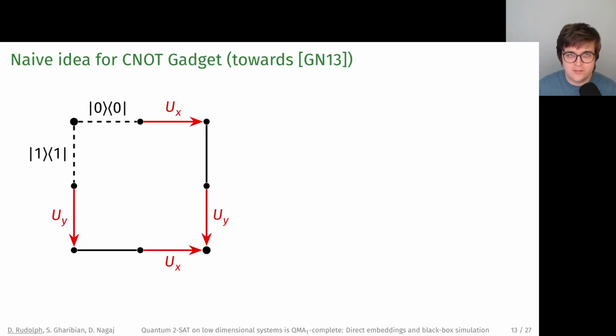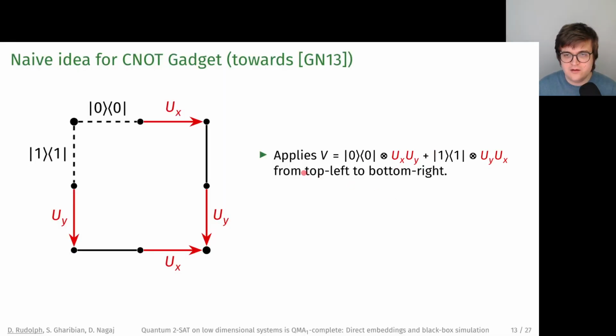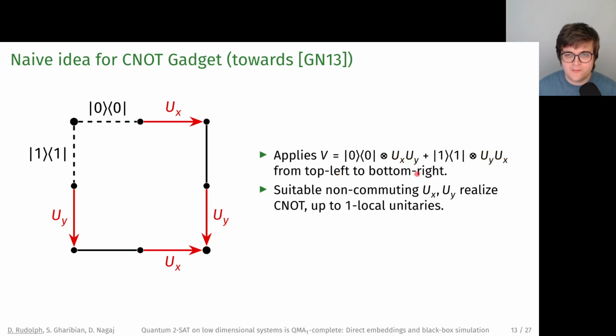Now, one can combine these gadgets to a CNOT gadget. The basic idea for the CNOT gadget is as follows. You have some input state here, some output state here, and if you have a 0 in the control, you first apply UX, then UY. If you have a 1 in the control, first UY, and then UX. Effectively, the gadget applies this unitary from top left to bottom right. For suitable non-commuting UX and UY, you can realize a CNOT gate up to one-local unitaries.